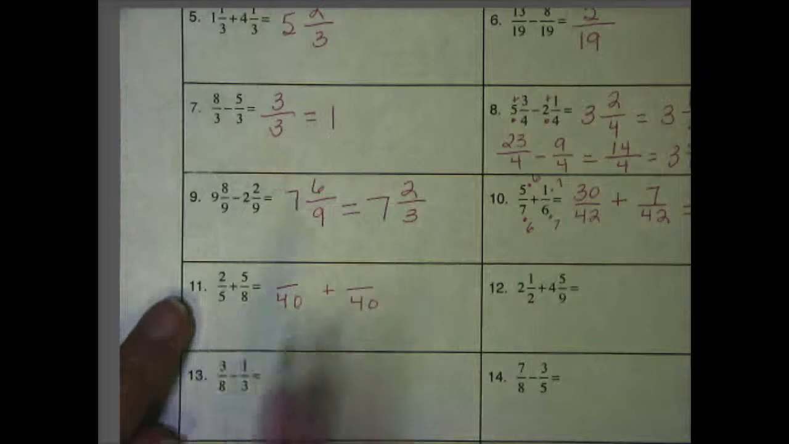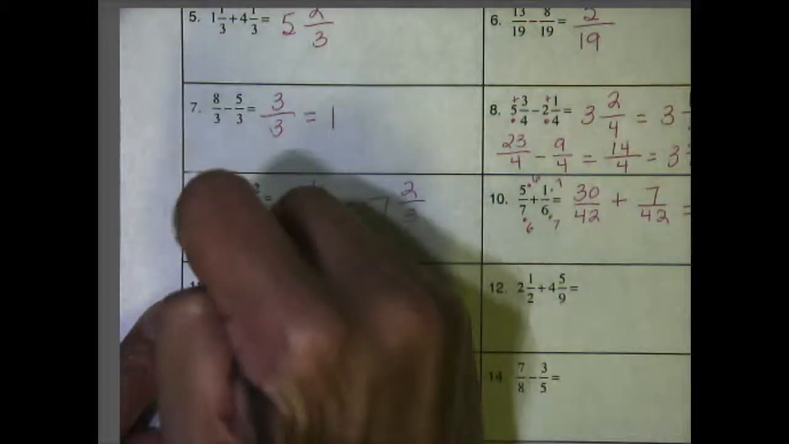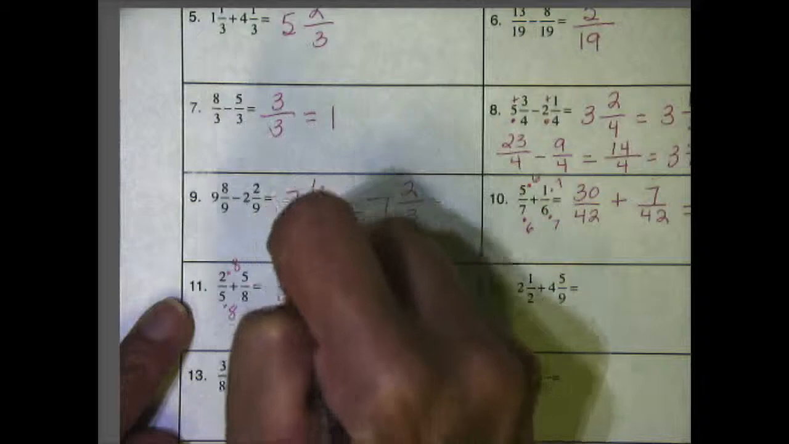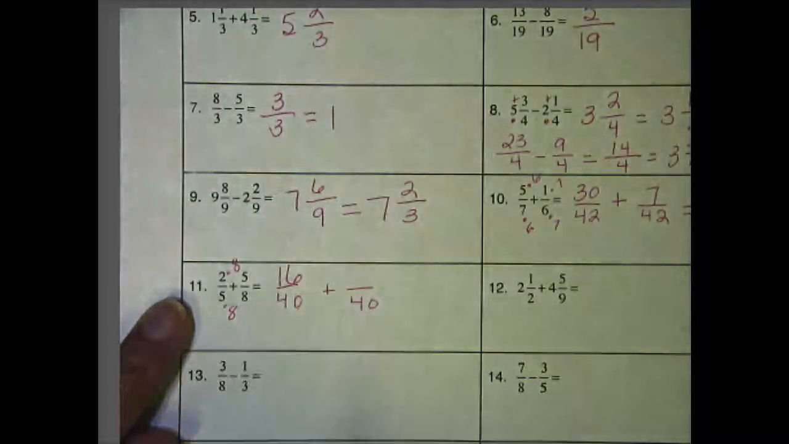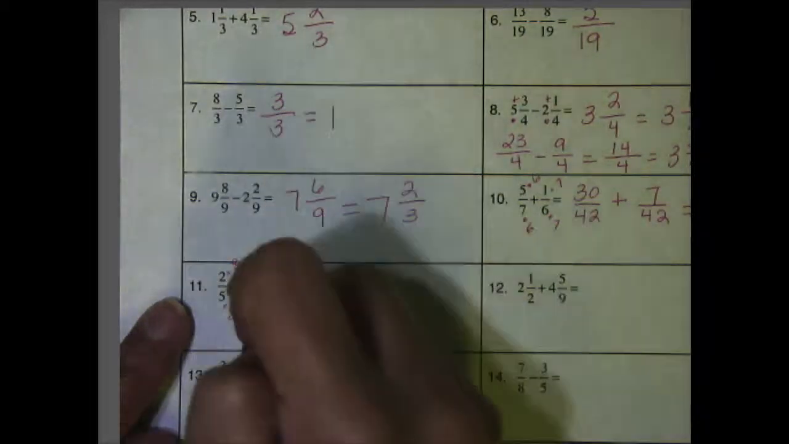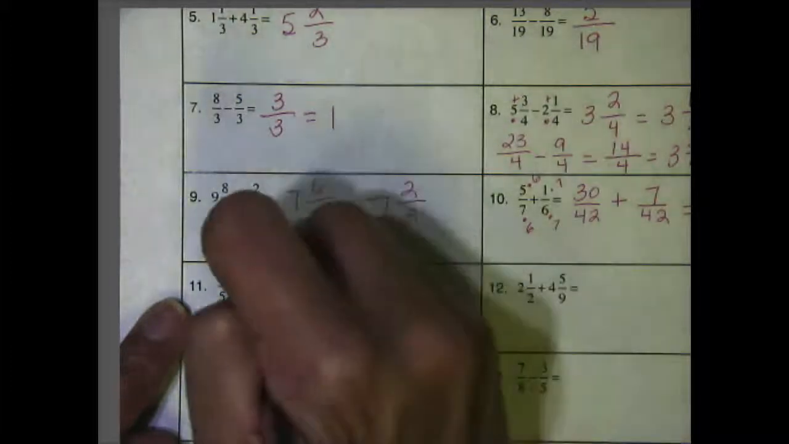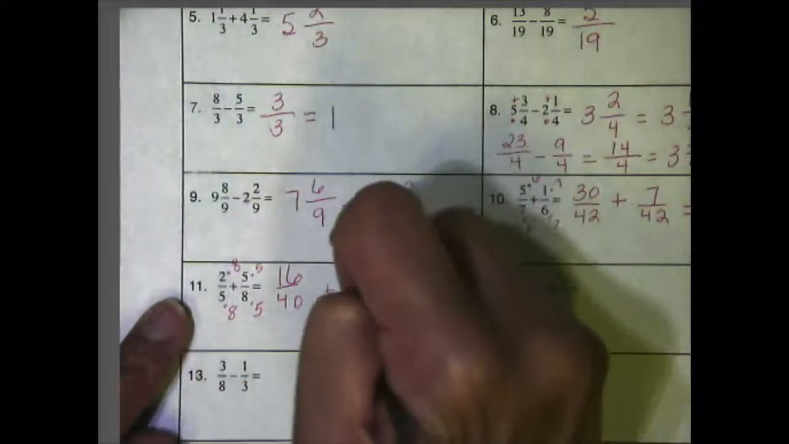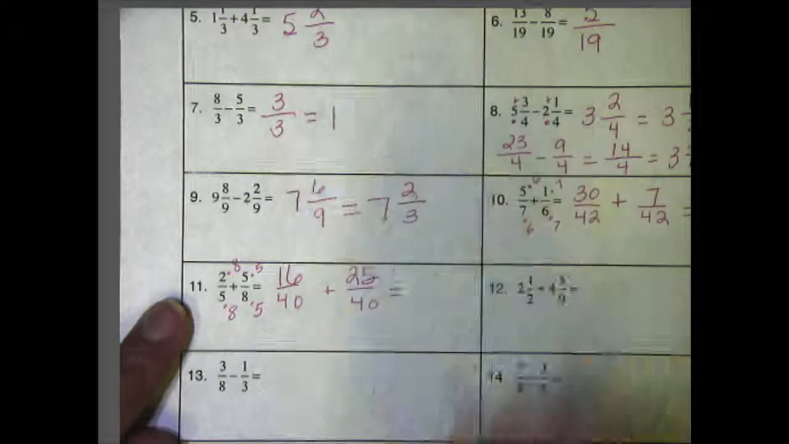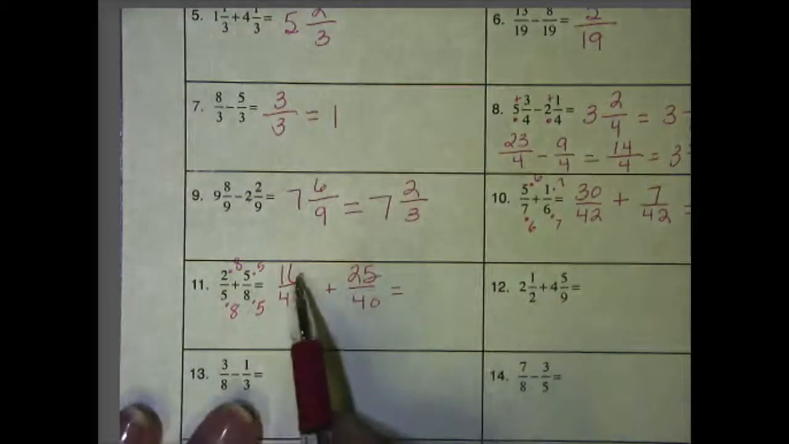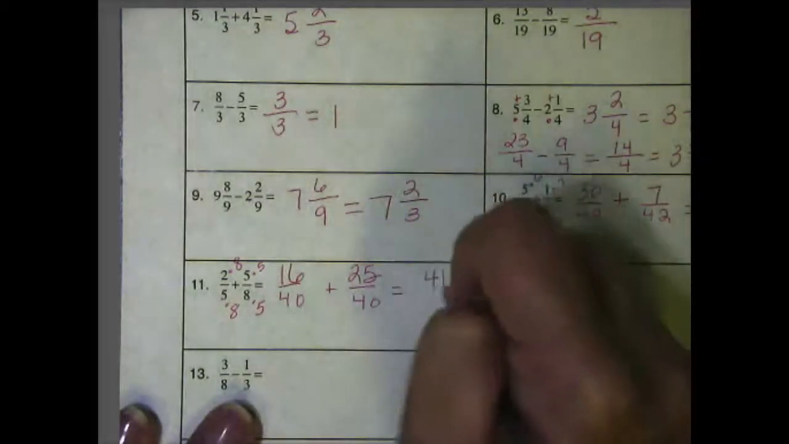So in order to get 5 to 40, I need to multiply by 8. So 5 times 8 is 40, so I multiply the numerator by 8, and 2 times 8 is 16. To get 8 to 40, I multiply by 5, so 8 times 5 is 40. So I multiply the numerator by 5, and 5 times 5 is 25. When I add my numerators, 16 plus 25 is 41.